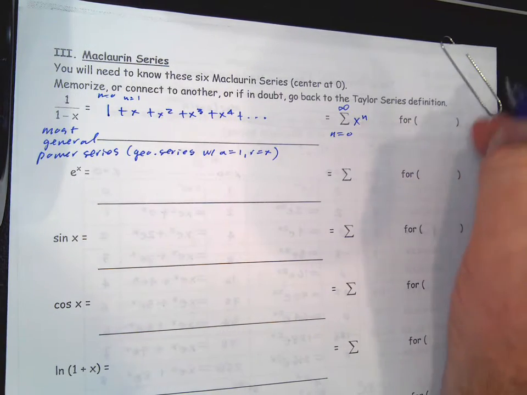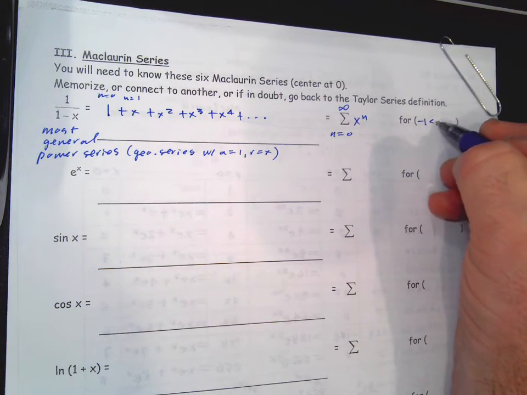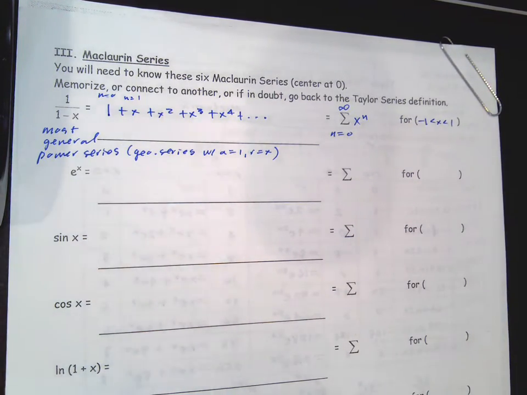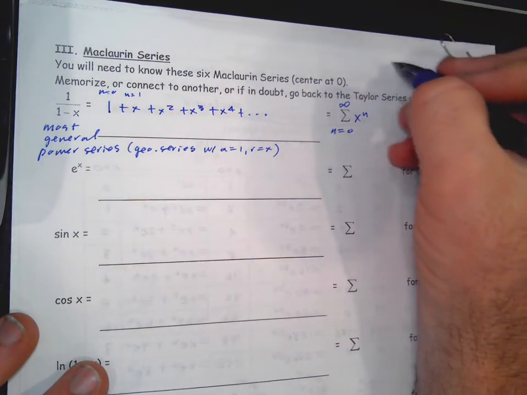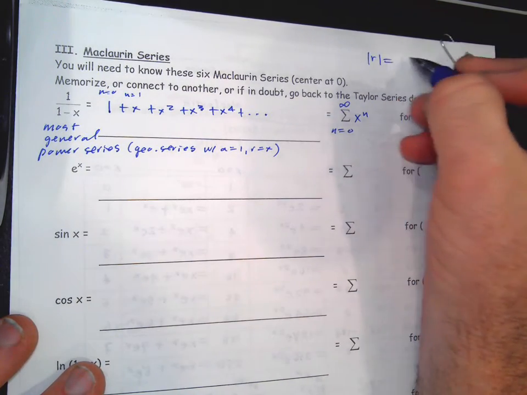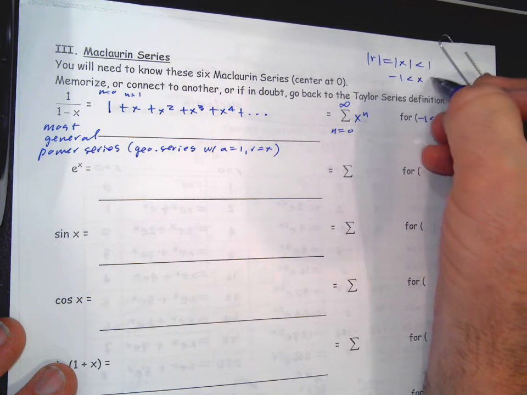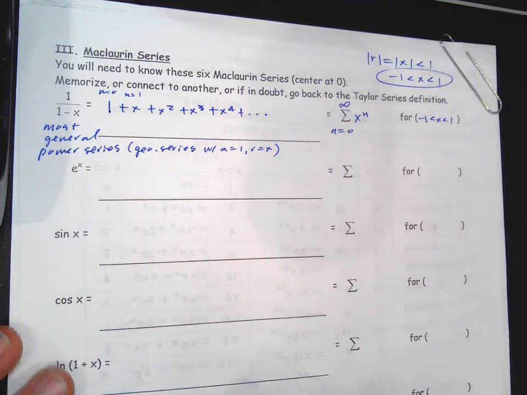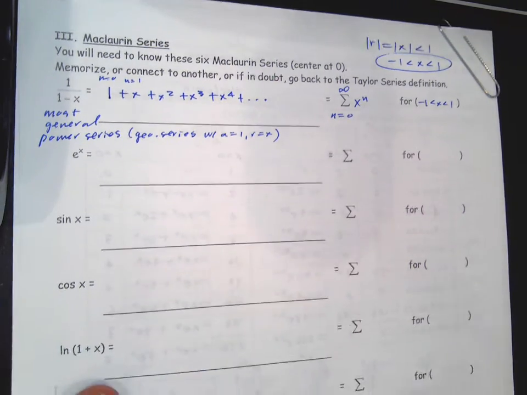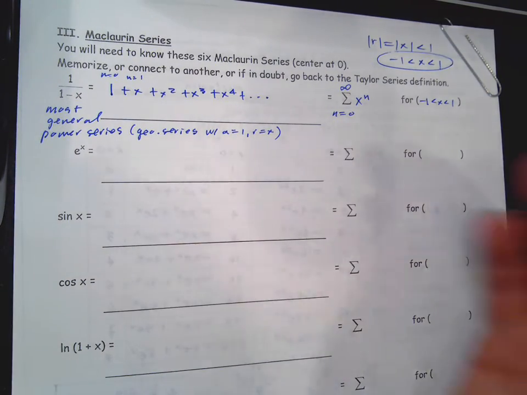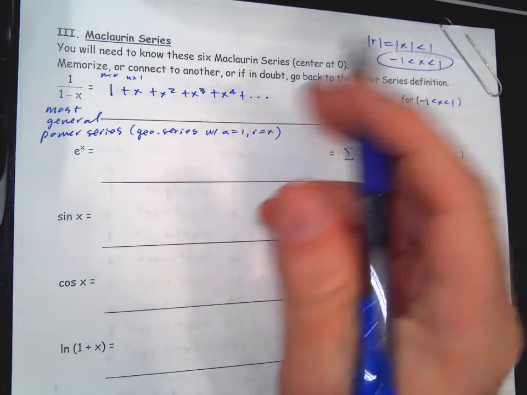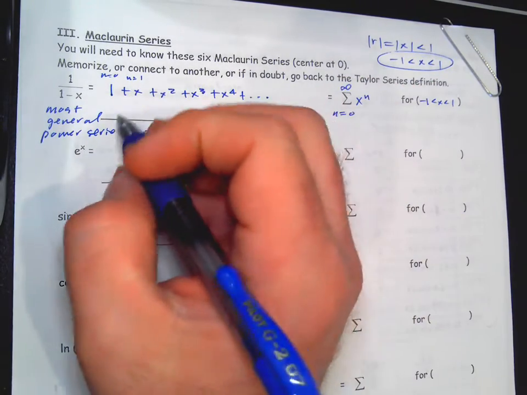Now this converges from -1 to 1, which we could also figure out ourselves. We could do the absolute value of r, which should be the absolute value of x, has to be less than 1. And if you solve that absolute value inequality, that's what you get. So that makes sense.